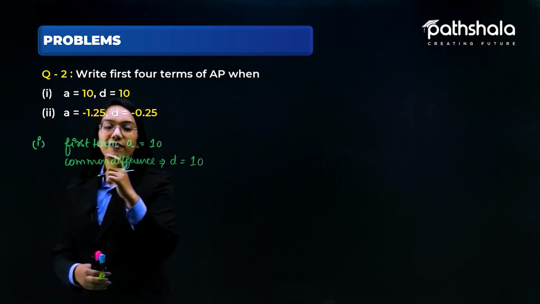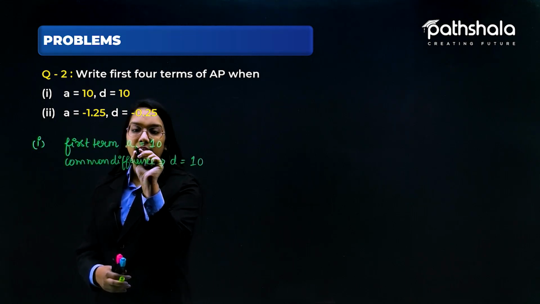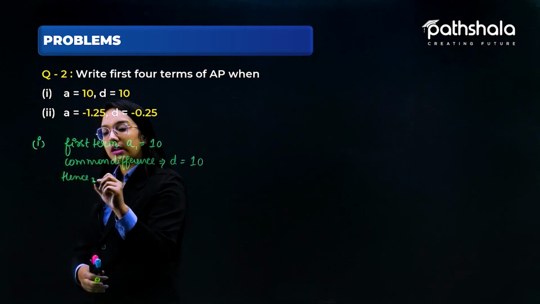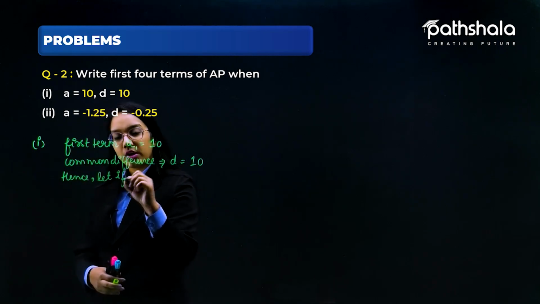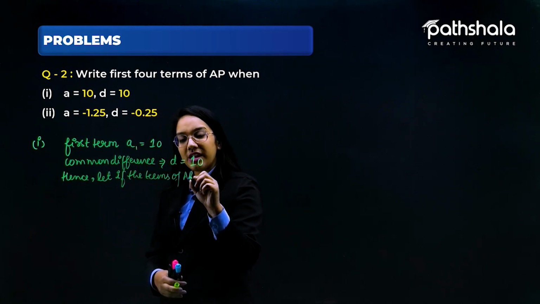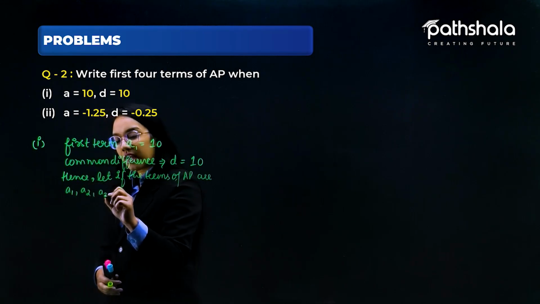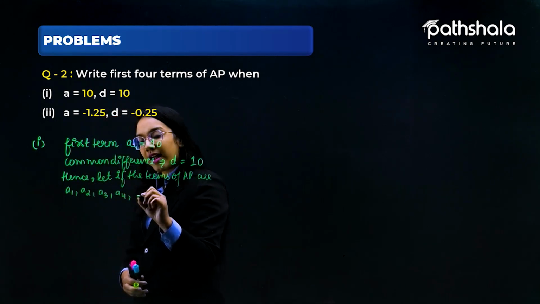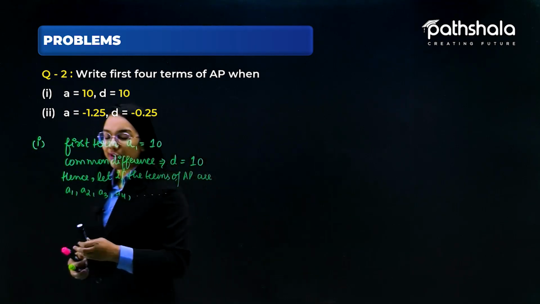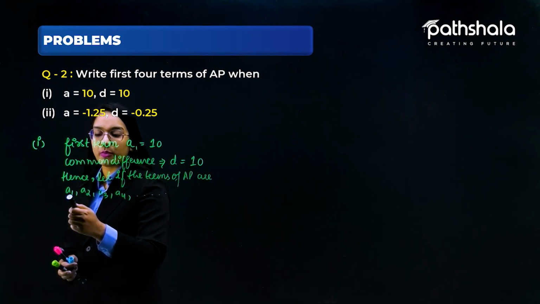Let me take the very first term as a1. Let the terms of the AP be a1, a2, a3, a4, and so on. So let's start with finding a2. We know that every succeeding term is obtained by adding a fixed number to the preceding term.